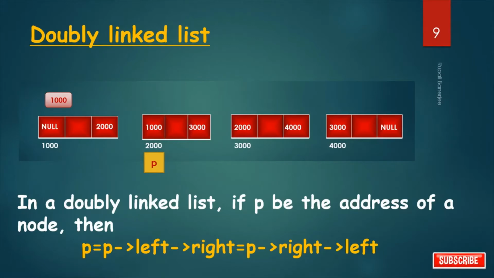So in case of doubly linked list, if P be the address of a node, say this node address is P, that is P is 2000. Now the condition is P equals P->left->right. So P->left means 1000, means this node. ->right means what? 2000, means again P. Also P->right->left. P->right means 3000, means this node. ->left means 3000->left means 2000, means again P.